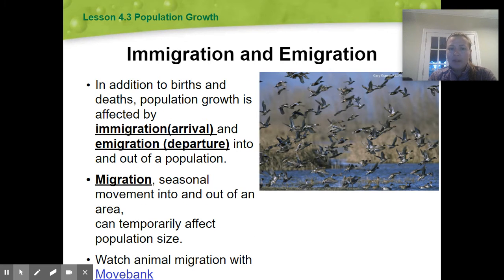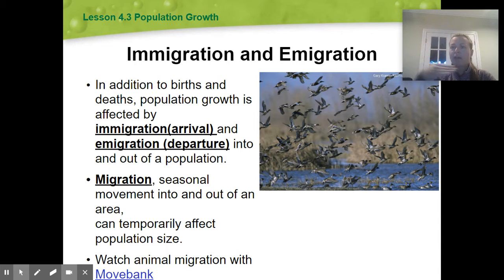Now let's talk about immigration and emigration. Immigration is the arrival of a species to someplace. Emigration is the departure, and it has to be equal. If you have something arriving somewhere, you're going to have something departing from somewhere. But let's look at migration. Migration is this biological factor that's very important. And it's usually seasonal, and it's in and out of an area.